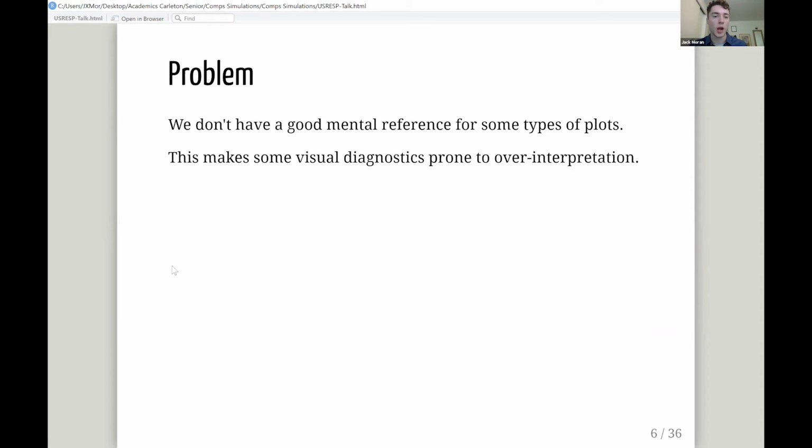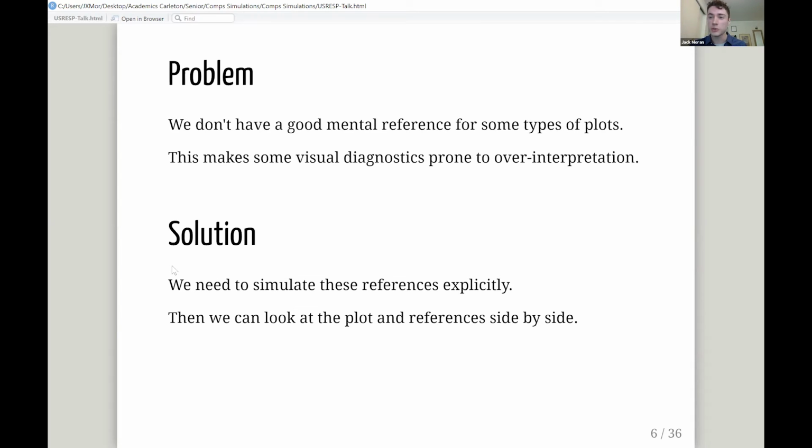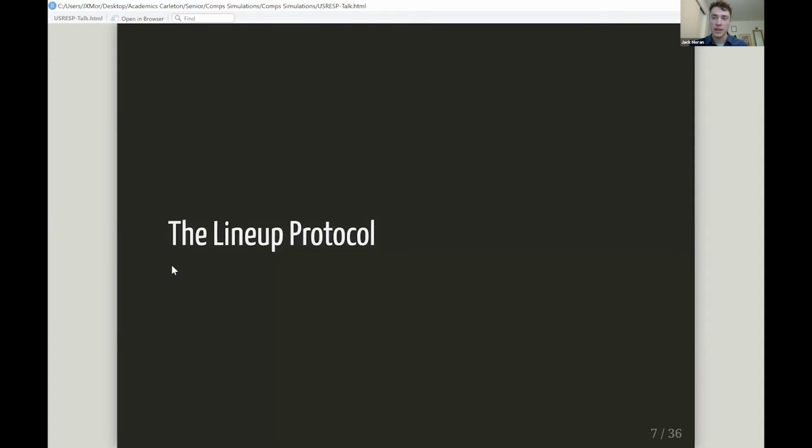This is a general problem. A lot of the time we don't have a good mental reference for some types of plots. We as humans are really good at picking patterns out of randomness, and so those visual diagnostics are prone to overinterpretation. As a solution, we can simulate these references explicitly instead of having just a general mental image of what it's supposed to look like. We can plot these side by side and really calibrate how we look at visual diagnostics. The lineup protocol is an example of a visual diagnostic that's used as simulation.